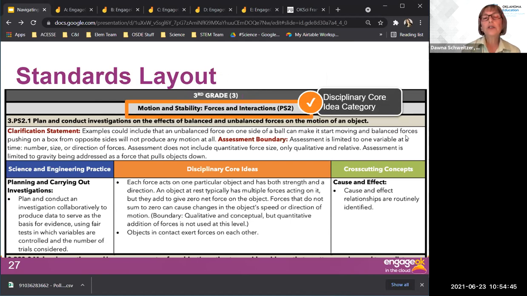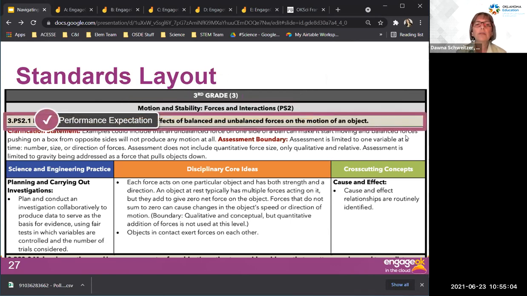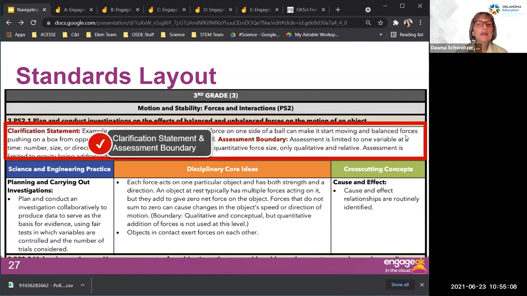And I always used those when I was working with it because I think it tells you a lot about the angle that the standard is coming from. And I would encourage you, if you haven't looked at those, to look at that. So this one's going to have something to do with forces and interactions. The third thing, of course, is going to be the performance expectation. And then the next items are the clarification statements and assessment boundaries.